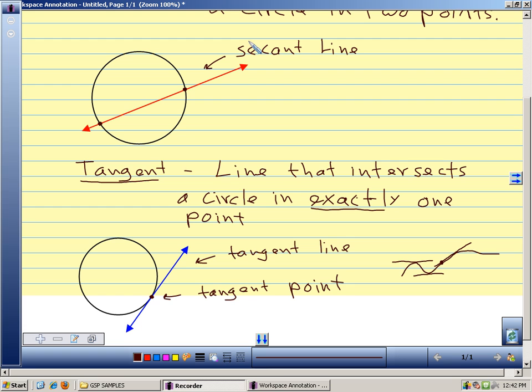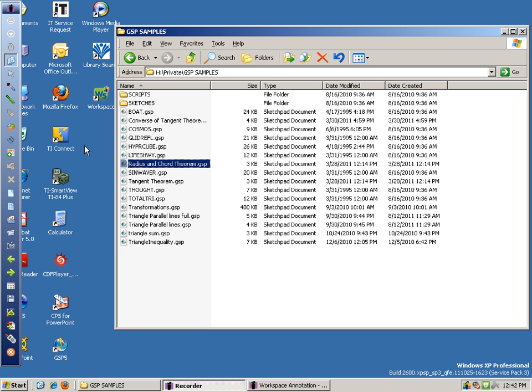Now, what we're interested in with the secants and the tangents is how they're related to the other parts of the circle that we've already talked about. So yesterday we talked about radiuses and chords. So the first thing we're going to look at, and I have a little demonstration to kind of get us thinking about how it works, is how is a tangent line related to, or how is a secant line related to the radius of a circle. So let me pull up that little demonstration.